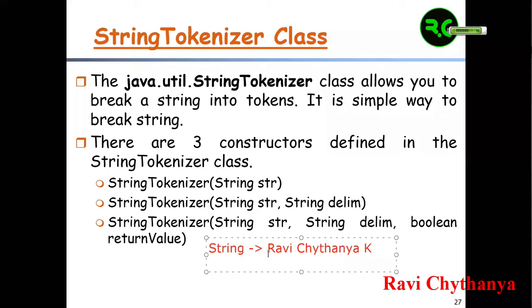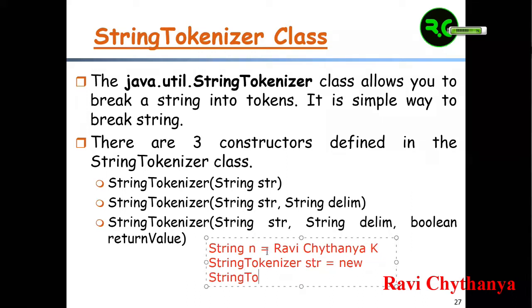I need to go through this entire string once, check whether there are any spaces in between, and if I encounter a space, increment the count of the words. But in Java I have a special utility class called StringTokenizer. The string here is n, the name. So what I am going to do is create a StringTokenizer of n. Directly I can have it like this.